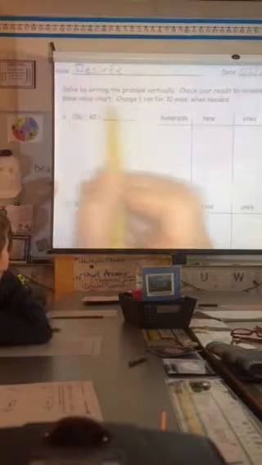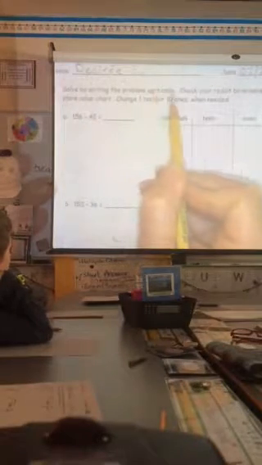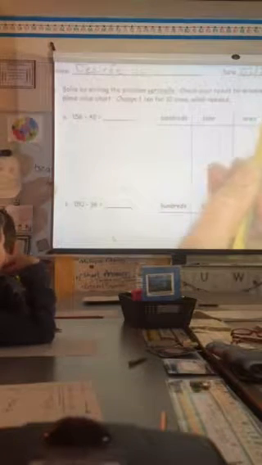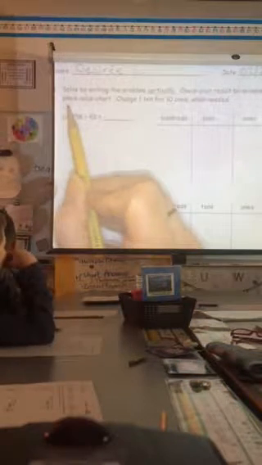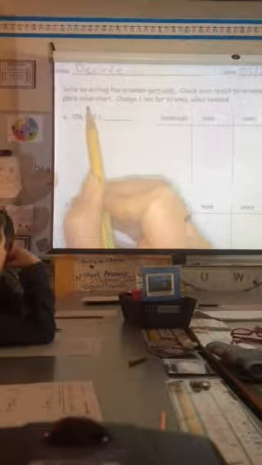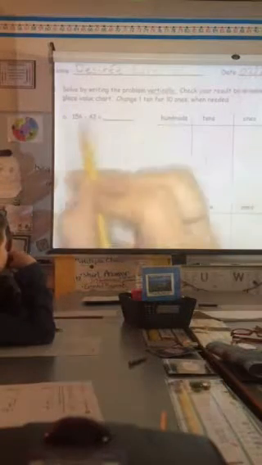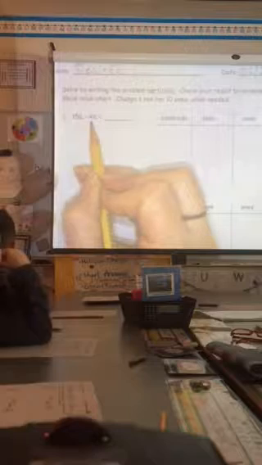So, of course, I start by reading the directions. Solve by writing each problem vertically. Check your result by drawing chips on the place value chart. Change 1 ten for 10 ones when needed. Okay, letter A, 156 minus 42.